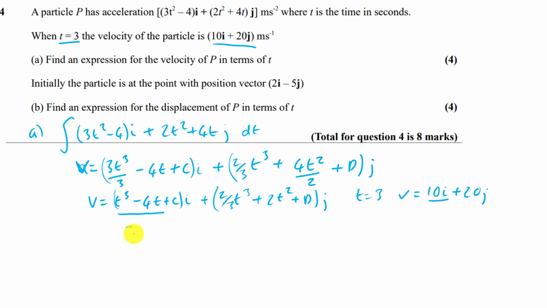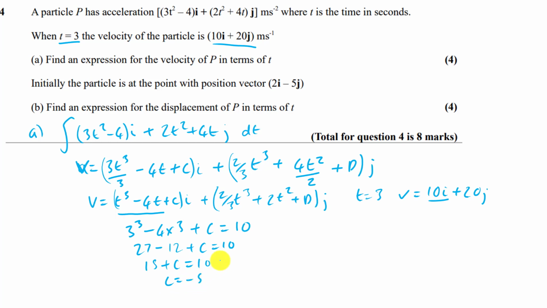Okay, so we can just say 3 cubed minus 4 times 3 plus c equals 10. 3 cubed is 27, so we get 27 minus 12 plus c equals 10, and that is going to be 15 plus c equals 10, so c equals minus 5.